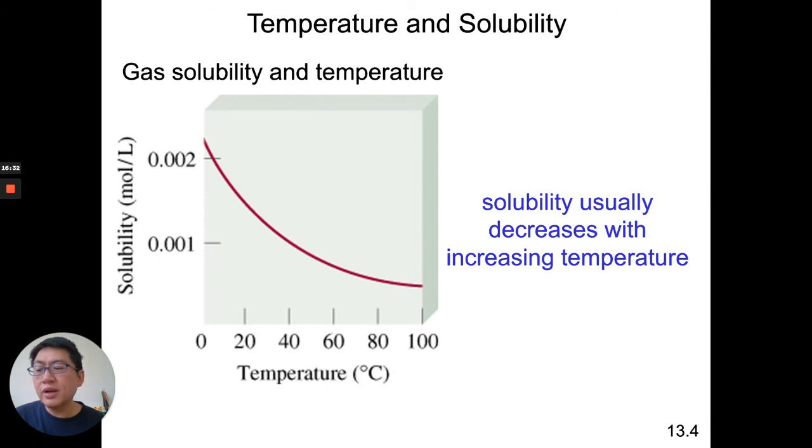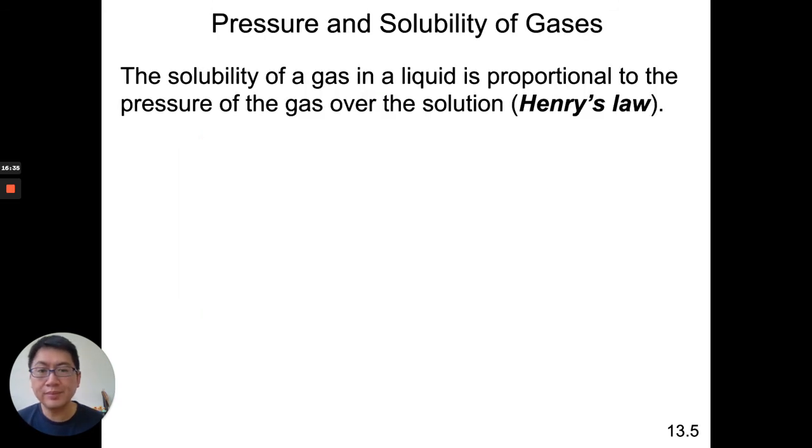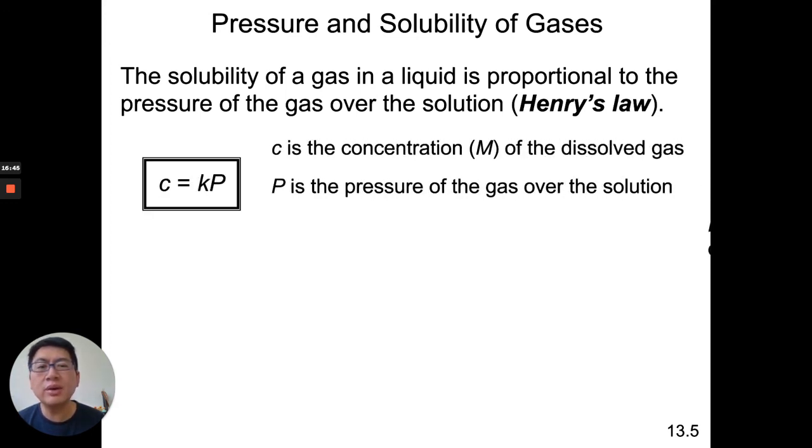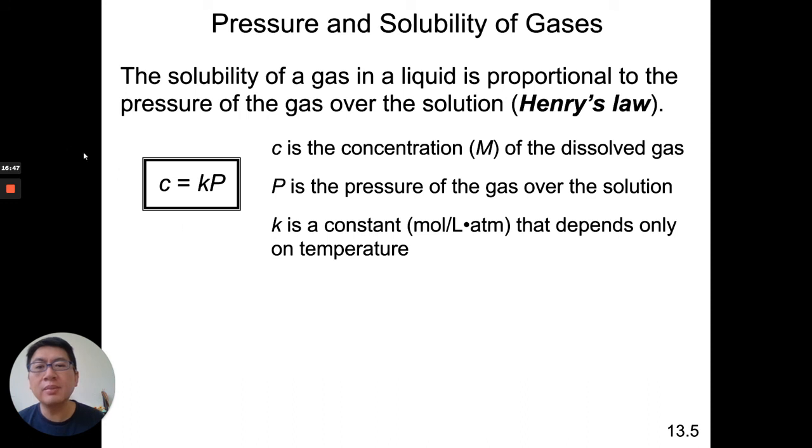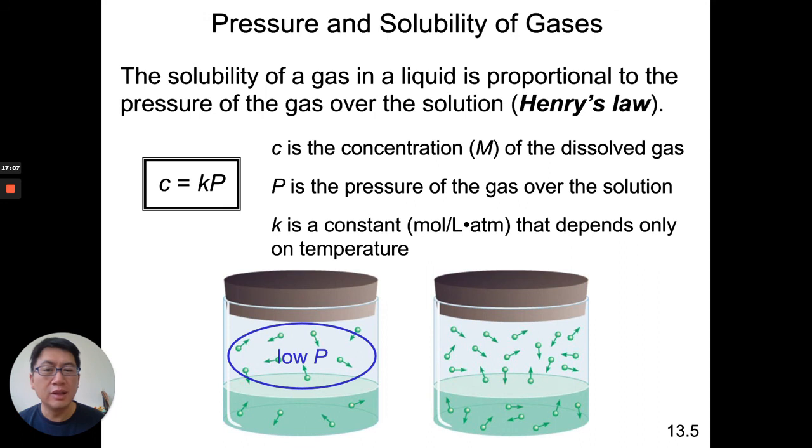Okay, the solubility of gas in a liquid is proportional to the pressure of the gas over a solution. It's also known as Henry's law. Let's not worry about the equation right now, but basically what it says is the concentration in molarity of gas dissolved is equal to some sort of constant, k, times the pressure. In other words, the more pressure there is above a gas, the more gas will dissolve in it. The lower pressure above it, the less gas will dissolve in it. Low pressure, not a lot of gas dissolved in it. High pressure, a lot of gas dissolved in it.